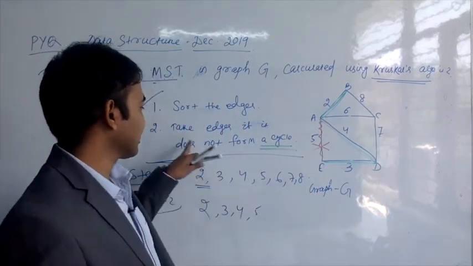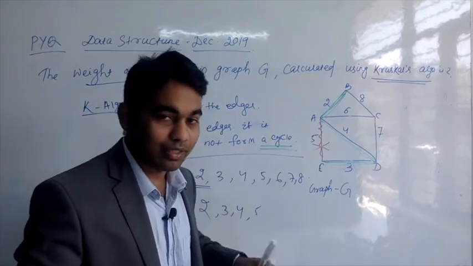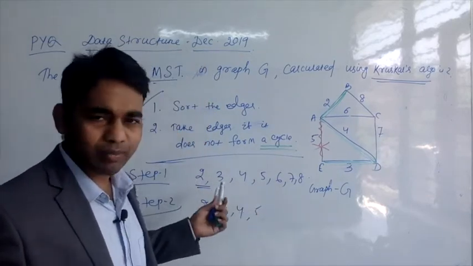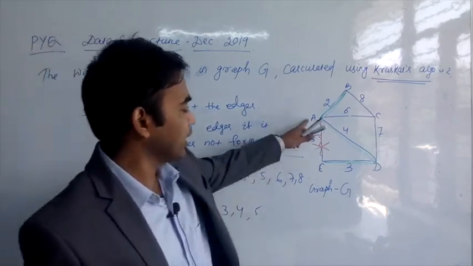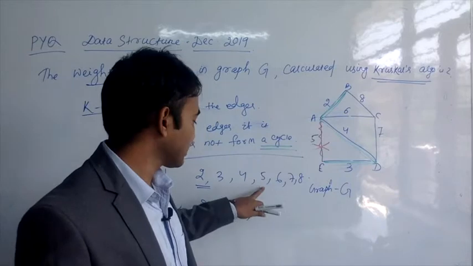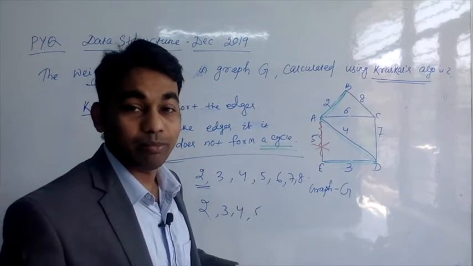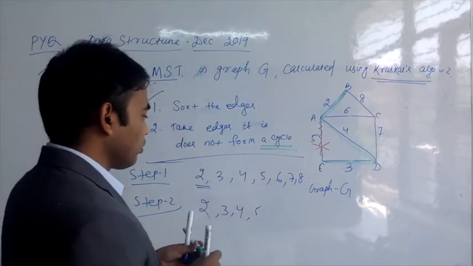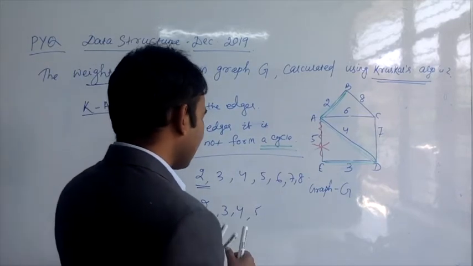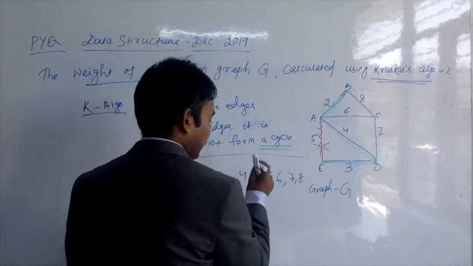So this is the second point: whenever you are taking an edge and it is forming a cycle, then you cannot take that edge. If it is not forming a cycle, happily you can take it, okay. So the edge A to E, which is 5, although it is smaller than 6, I cannot take 5. Why? Because it is forming a cycle. That is the very, very important point you need to observe, okay. So we conclude that this edge, 5, I cannot take.